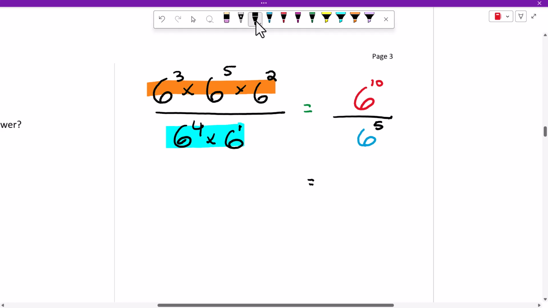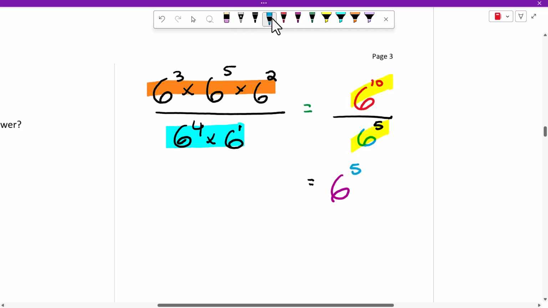Okay? So now that the top is a single power and the bottom is a single power, we can clean up this way. So our fraction line just means divide. It's 6, exponent 5. 10 minus 5 is 5.